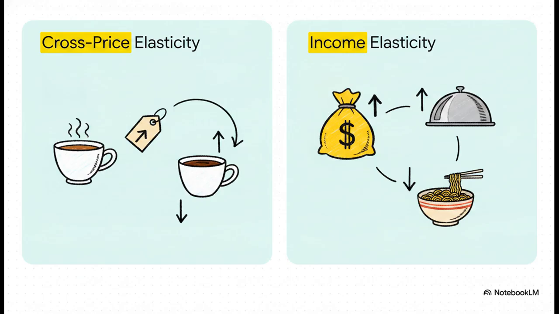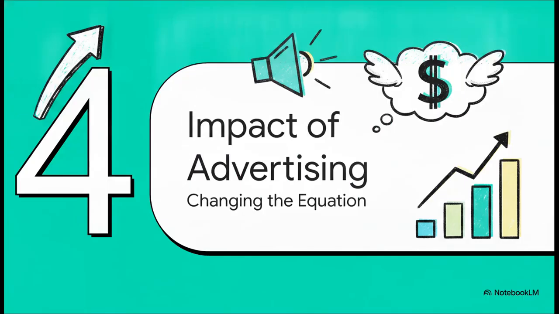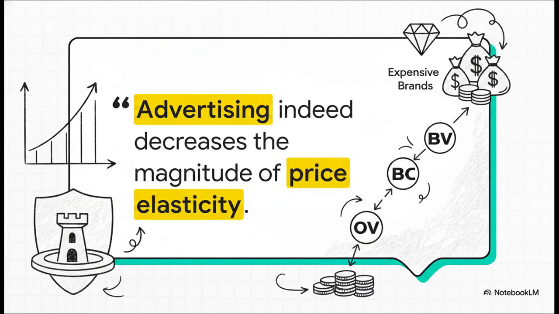Let's say you know your demand is highly elastic and incredibly sensitive to price. How do you fix that? That brings us to section 4, the impact of advertising and how it literally changes the elasticity equation. There's this fascinating, massive study published on Repec that looked at 350 different fast-moving consumer brands over 6.5 years. And the ultimate takeaway, advertising actually decreases the magnitude of price elasticity.